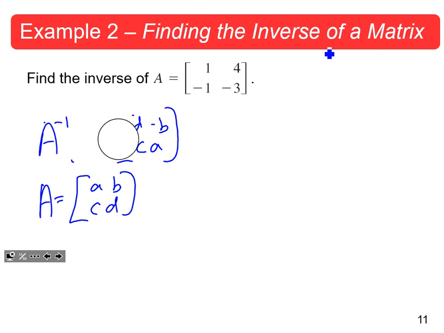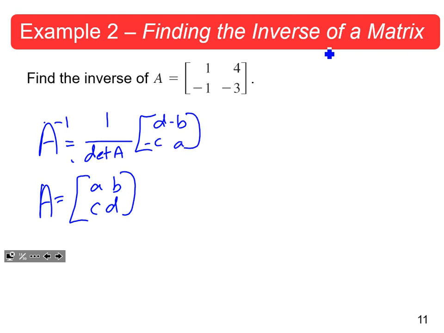Now, I'm going to rewrite it so it's not as scrunched up. But really, it is 1 over the determinant of A times the matrix D, negative B, negative C, A. And this is kind of the shortcut to doing inverses. So for this here, what we would do is I'd have 1 over the determinant of A, which is our cross. So 1 times negative 3 minus 4 times negative 1.